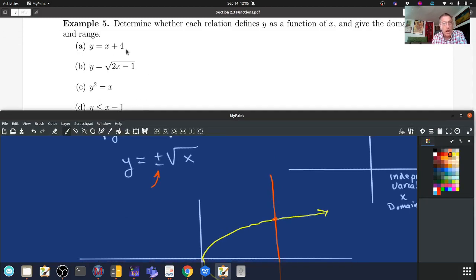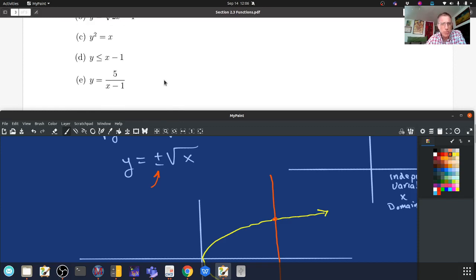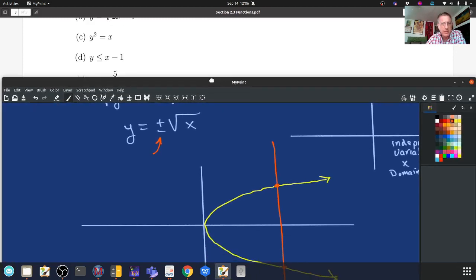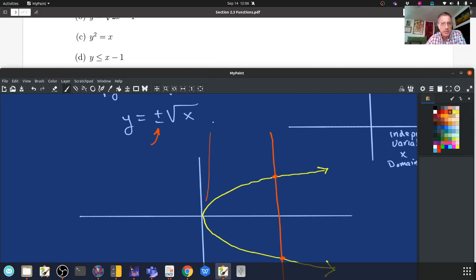So number A, that's a function, it's linear. Number B, y is equal to the positive square root, so as we saw by its graph, that is a function. This is not a function, and now we have this weird one right here. Let's do this one. This is a good review.